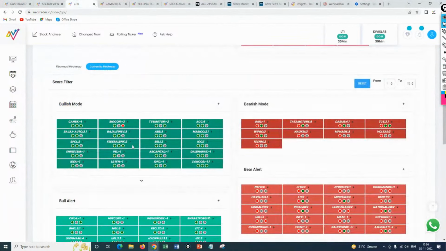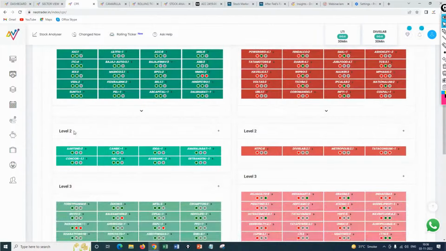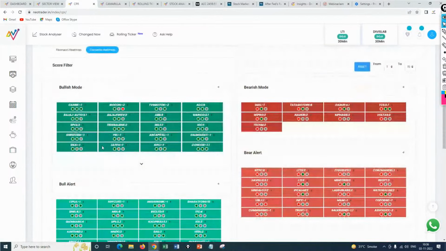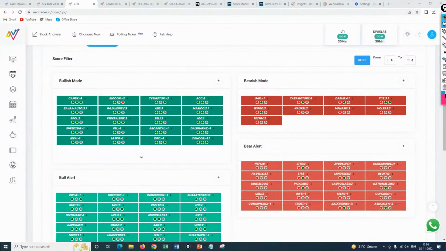So who asked me that question? Prakasam. Okay, Prakasam, you need to now listen to me very carefully. What we saw, level 1, level 2 and level 3, was Fibonacci. If I move here, I get this Camarilla heat map. And when I see this Camarilla heat map, I have this bullish mode. Now you will ask me which is better, bullish alert or bullish mode.